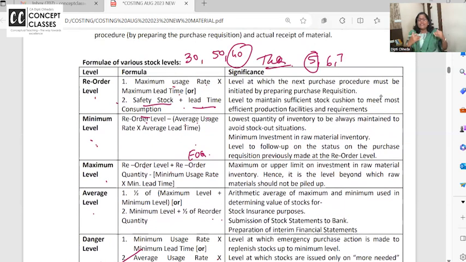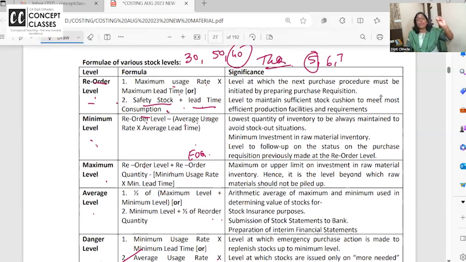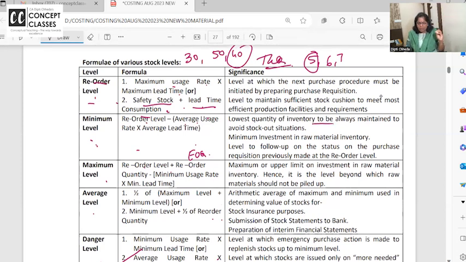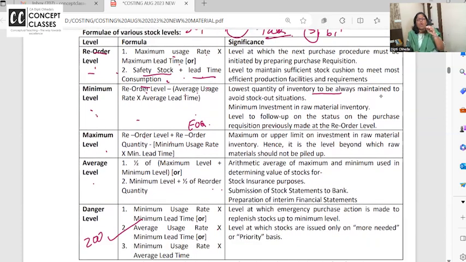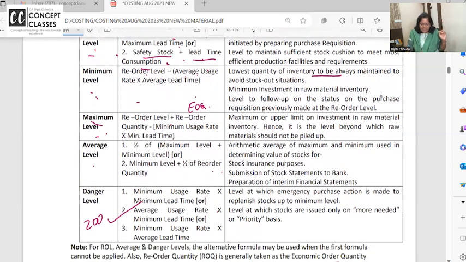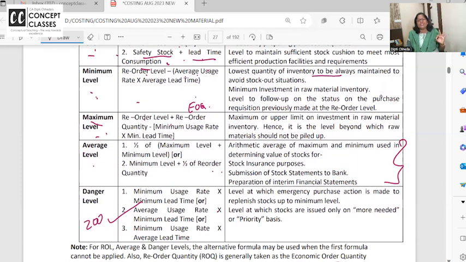Now, what is the importance of all this level? Reorder level, maximum usage into maximum lead time. This is the level at which your next purchases should be done. Minimum level is the lowest level. Minimum itna to stock rakhna hi hai, you will never go out of the stock. Maximum level is the upper limit. Stop the investment. Average level is mostly used.